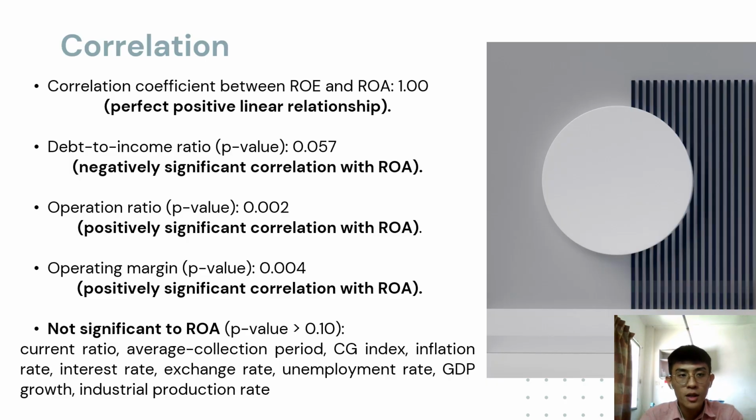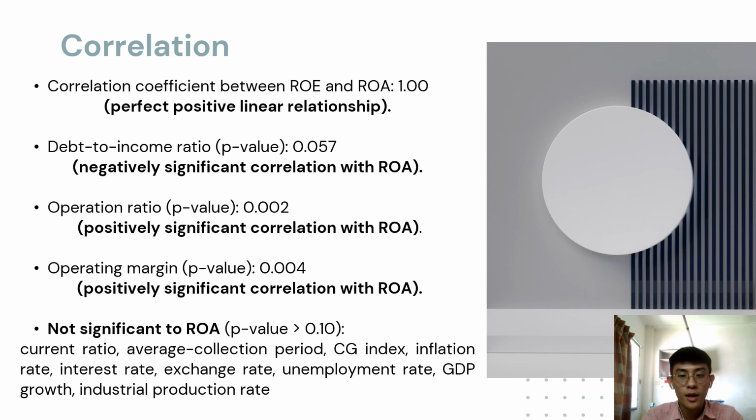The correlation coefficient between ROE and ROA is 1.0, which shows a perfect positive linear relationship. For debt to income ratio, with a p-value of 0.057, it shows a negatively significant correlation with ROA. For operation ratio, with a p-value of 0.002, it shows a positively significant correlation with ROA. Operating margin, with a p-value of 0.004, shows a positively significant correlation with ROA.